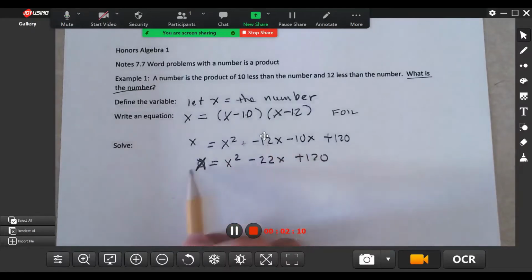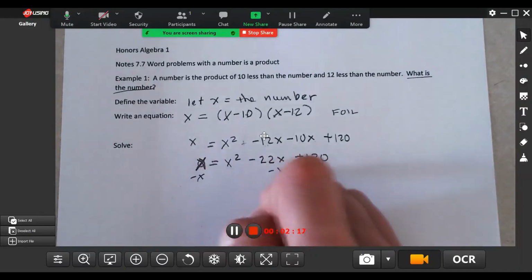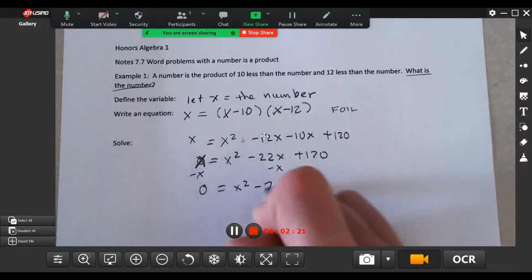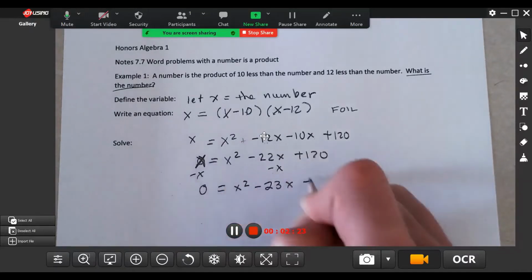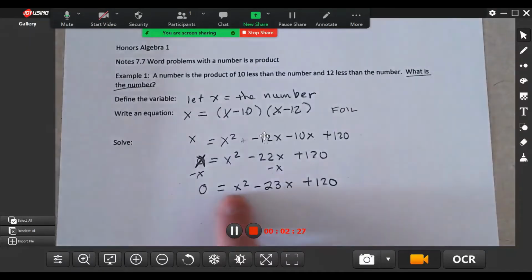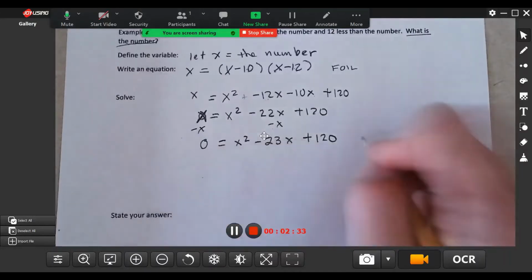So now I want all of my terms on the same side because I still have x's in more than one place, so I'll subtract x. So that gives me 0 is equal to x squared minus 23x plus 120. So we have solved quadratic equations that are equal to 0 before when we were finding x-intercepts. So all we need to do is factor.